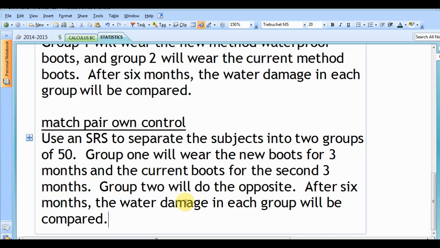If they're doing each type of group, can you make it 6 months and 6 months, or is the limit 6 months and you need to separate? I think it says specifically here that they have 6 months to do the experiment.